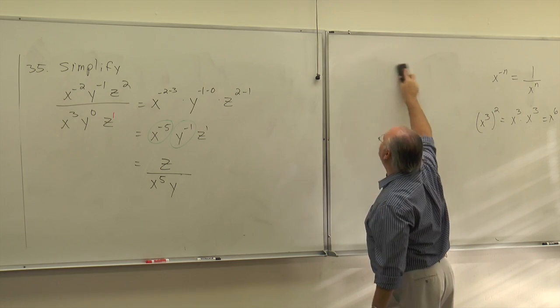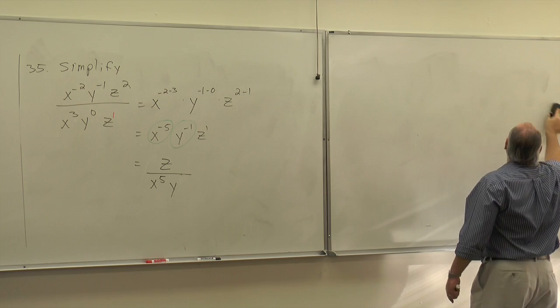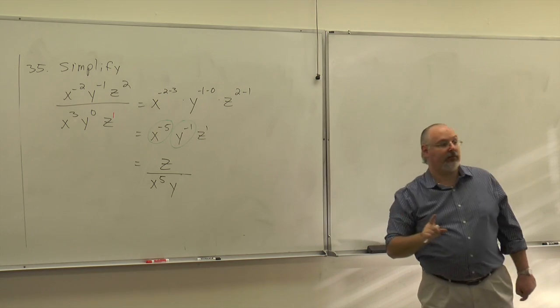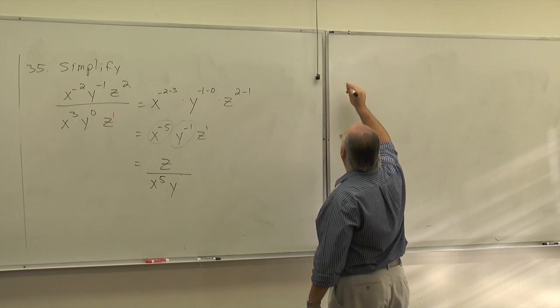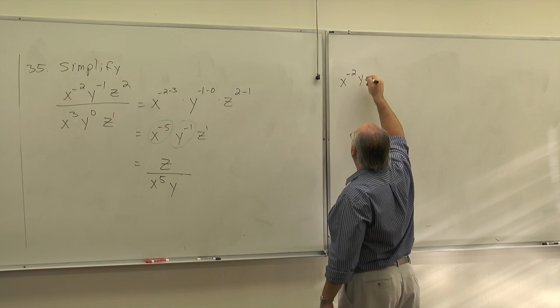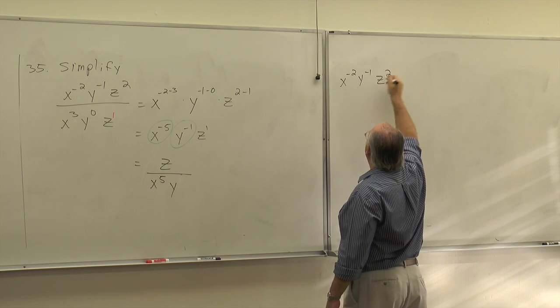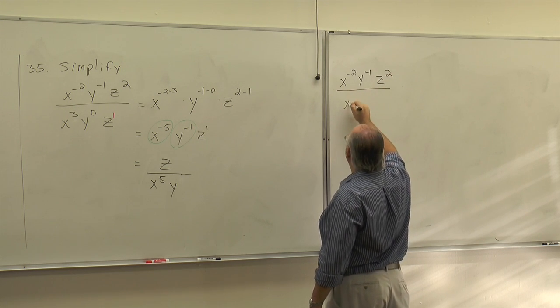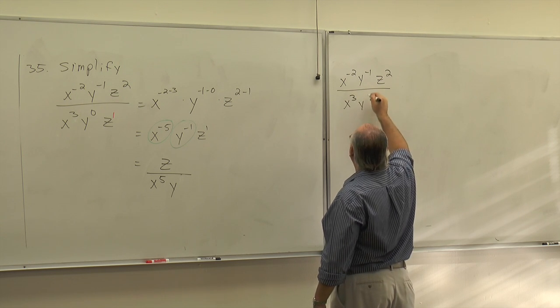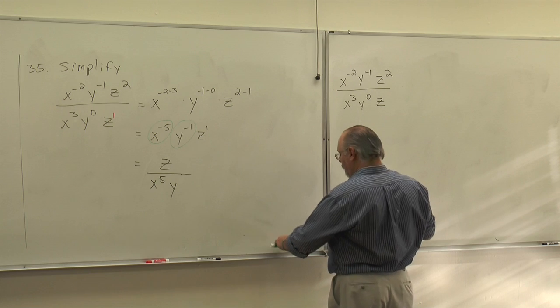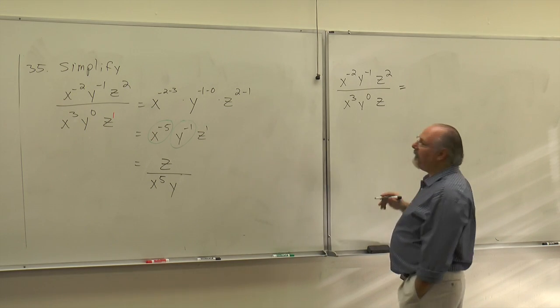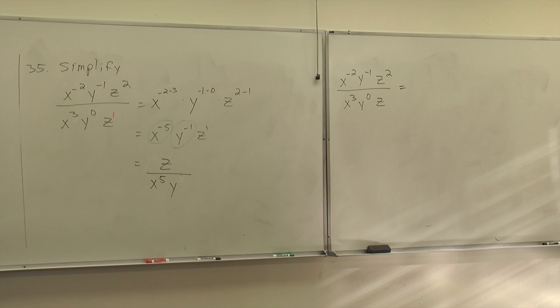My philosophy is, let's get rid of the negative exponents first. So x to the negative 2, y to the negative 1, z to the 2nd, over x to the 3rd, y to the 0, z to the 1st. I use the philosophy of a famous song by a band called The Clash, Should I Stay or Should I Go? So we're going to go through each thing and say, should it stay or should it go? Meaning, should it flip top to bottom or bottom to top?